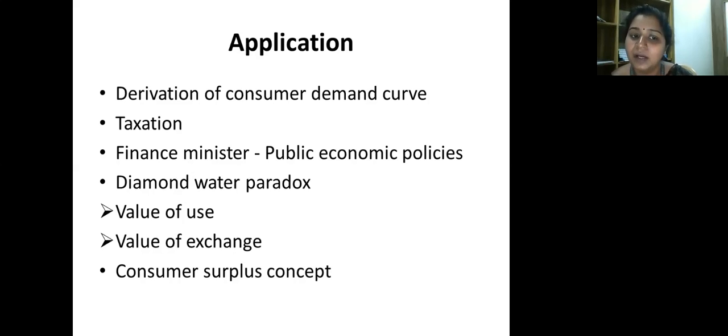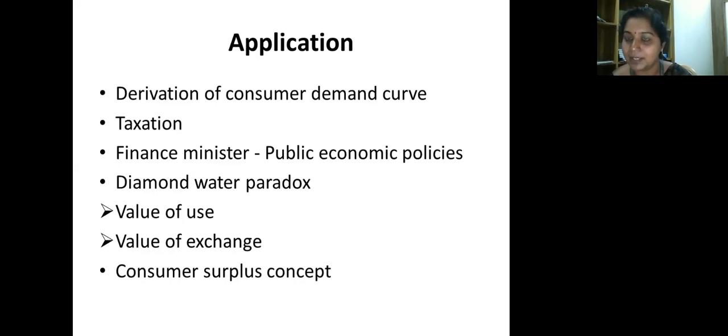And the next one is the diamond-water paradox. This is one of the complicated concepts in economics, because most of the products which are very useful, people are not ready to pay a high price for. For example, water. The price is very low, but you cannot survive without water. Most of the necessary products, if you take them, the price is very low, but the use is very high. So it has a very high value in use.